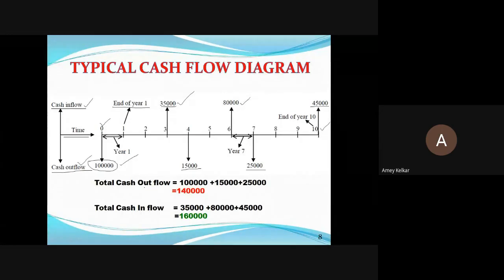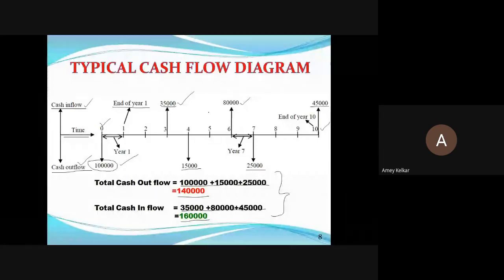Now the total cash outflow is 1 lakh plus 15,000 plus 25,000, which is 1 lakh 40,000. Whereas the total cash inflow is 35,000 plus 80,000 plus 45,000, which is 1 lakh 60,000. This means when we complete this cycle of 10 years, I'm getting some 20,000 extra. So this is what a cash flow diagram is.